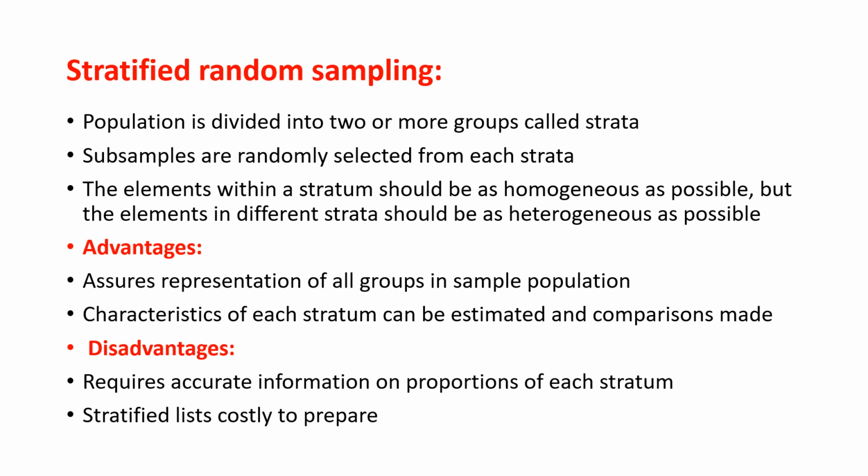That is, there should not be Asian in the African strata. And when we are making strata, the classification should be separate with as little overlapping as possible. What is the advantage of this? It assures representation of all groups in a sample population. Characteristics of each stratum can be estimated and comparison can be made between the strata also.